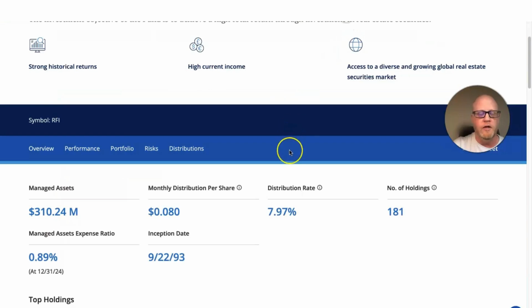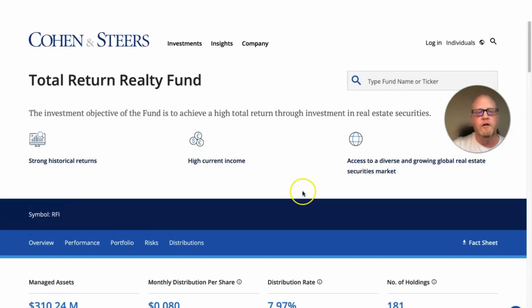So if you're into real estate investment trusts, but you want it to be actively managed and you want to have a higher distribution rate, then instead of maybe VNQ or one of those types of ETFs, RFI, the Cohen Steers Total Return Realty Fund, might be a good investment for you.